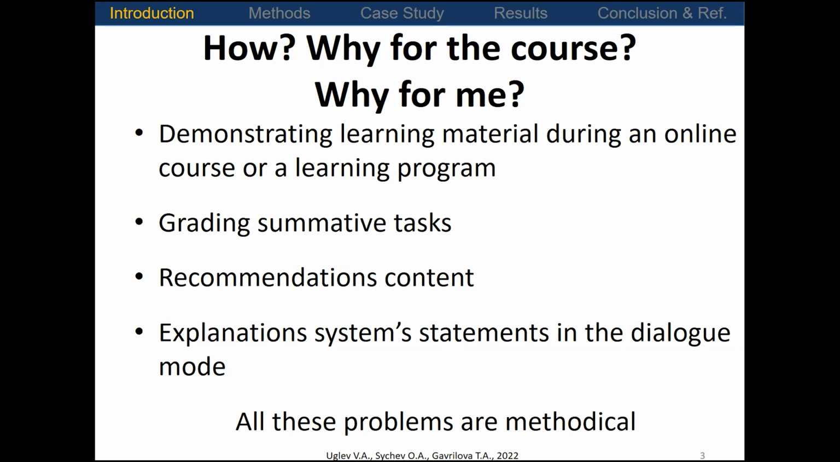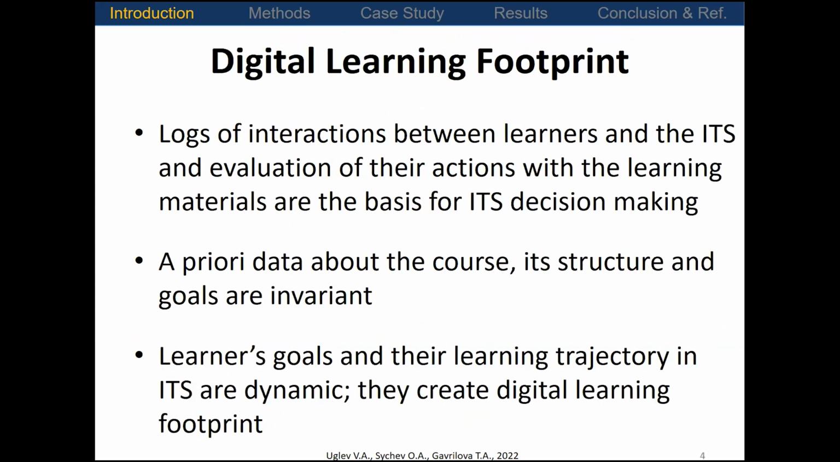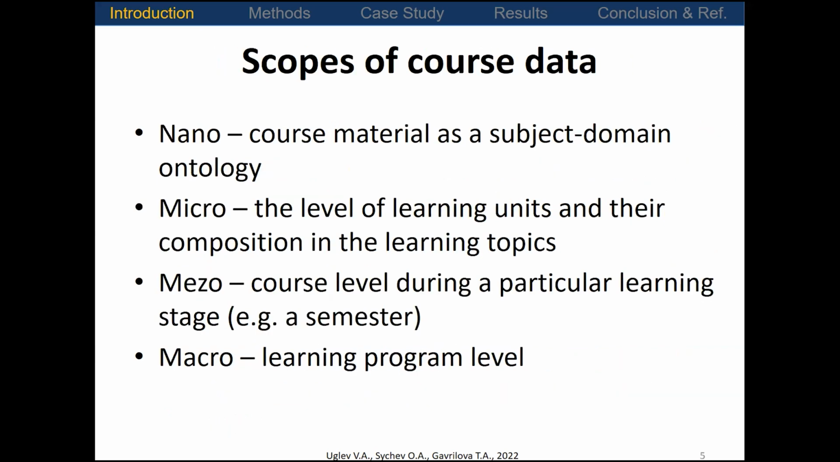Logs of the interactions between learners and ITS and evolution of the article with the learning material are the basis of the decision making. A priori data about the course, its structure and goals are invariant. Learner's goal and the learning trajectory in ITS are dynamic. They create a digital learning footprint. In the process of analyzing the decision making conditions, we identified the following levels of data scale with respect to which decision making is carried out.